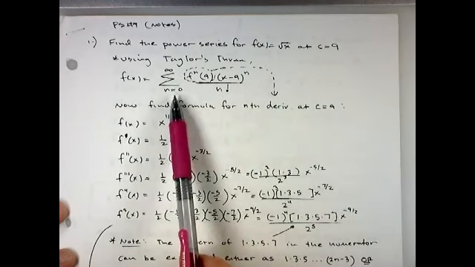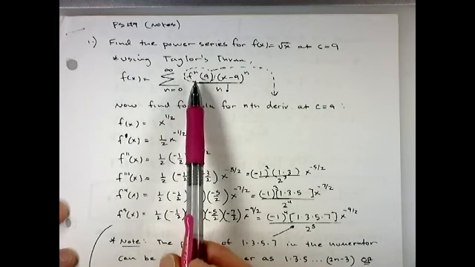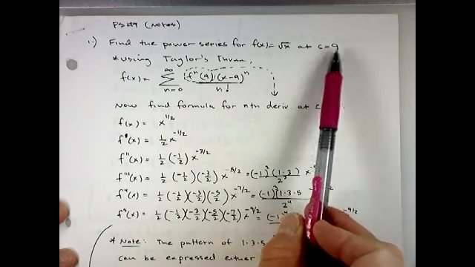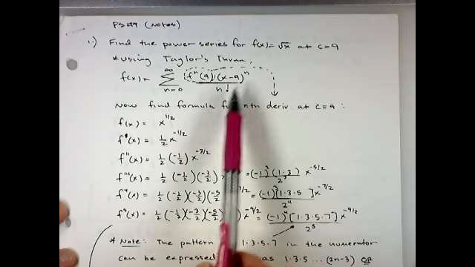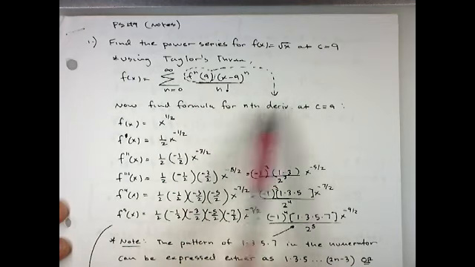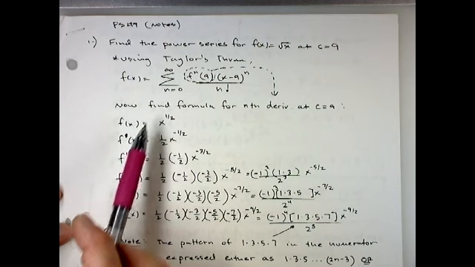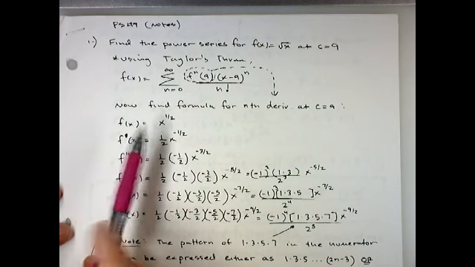We know Taylor's formula says I want the sum from n equals 0 to infinity of the nth derivative evaluated at 9, because that's my center, times x minus 9 to the n over n factorial. And the challenge is going to be finding a formula for the nth derivative at c equals 9. So we'll start taking some derivatives. That's how we've been doing it.